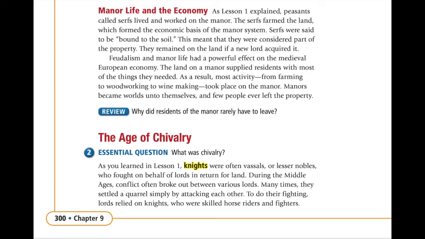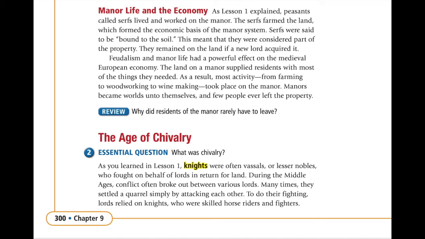The manor life and the economy. As Lesson 1 explained, peasants called serfs lived and worked on the manor. The serfs farmed the land, which formed the economic basis of the manor system. Serfs were said to be bound to the soil. This meant that they were considered part of the property. They remained on the land if a new lord acquired it.